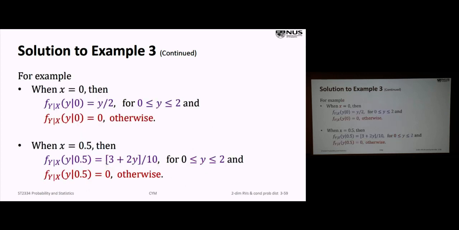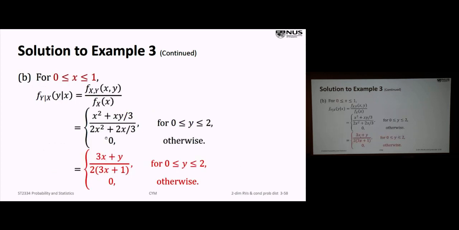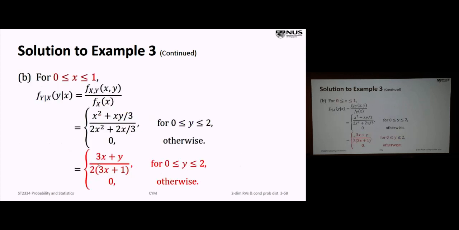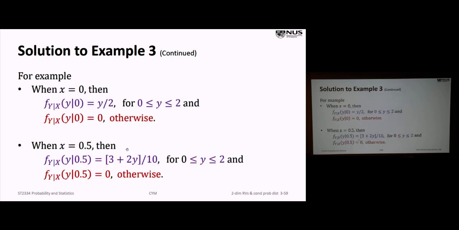Okay, so for example, if x is equal to 0, then the conditional PDF of y given x is basically, I just substitute x is equal to 0 in this function. Okay, and it's like that. If x is 0.5, again, all I do is I substitute x is 0.5 in this function. Okay, and that's what the function looks like.